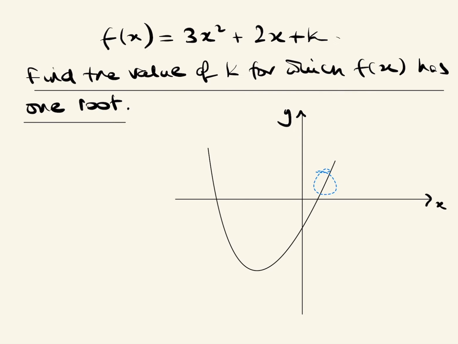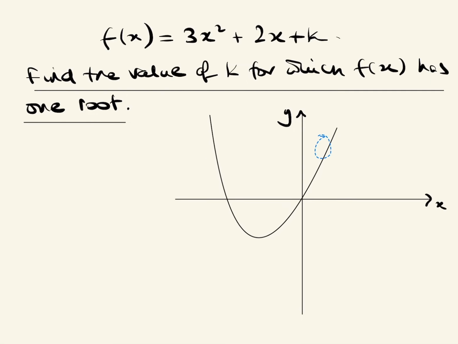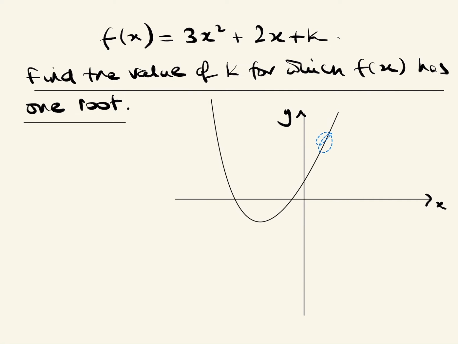The other bit of information that we have, or that we're trying to find, is we want to find the value of k for which f of x has one root. So in other words, we're trying to find where the graph goes through the y-axis such that the very bottom of the quadratic graph is sitting on the x-axis, because then we'd have one root. If we were going to have two roots, then that's how the quadratic would be. It would go through the x-axis twice. If we're going to have no roots, it's going to be above.